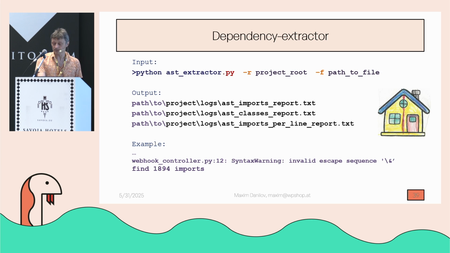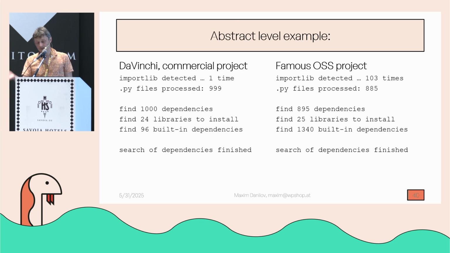You can see, I say, please, from the project root, extract only 1 file. This file contains only 1 entry point. For example, in the DaVinci commercial project, I try to extract only 1 entry point from the whole project. And in a famous open source project, I try to extract 1 entry point, for example. And you can see, in the business project, for 1 entry point, I find 1,000 dependencies. It's huge coupling.